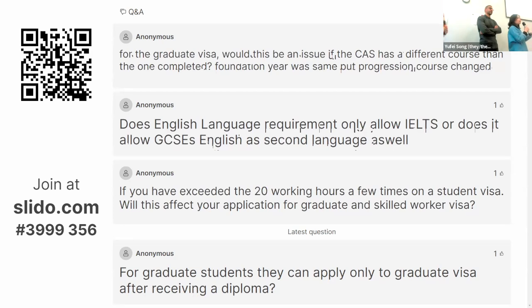Okay, so if your student visa was granted under a new course, you had to submit a new student visa application, you had to get a new CAS, then you have to rely on the new course for your graduate visa application. However, if you didn't have to obtain a new CAS, you remained on the same student visa, then the change of course name wouldn't matter.